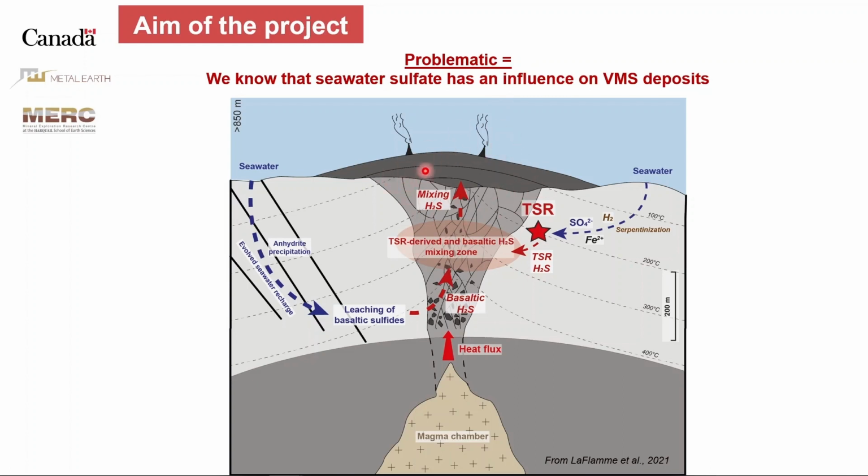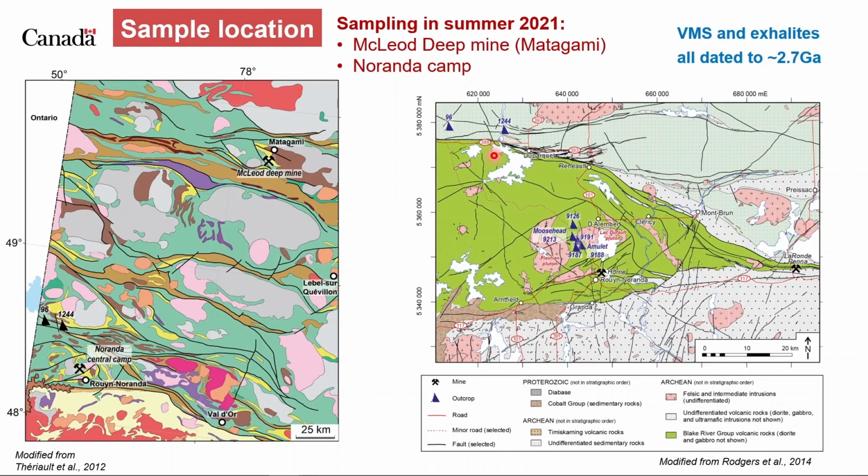Based on that, we would like to track the isotopic signature of the seawater that is recorded in VMS deposits. For that, we needed really well-preserved VMS deposits. So we went to the Abitibi, in the Noranda camp and the Matagami camp. We sampled different VMS, but also exhalites, all dated at 2.7 billion years. It's really important that they have a similar age, so we can compare them.